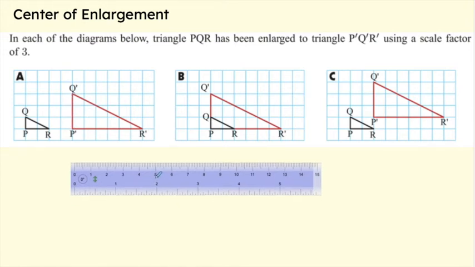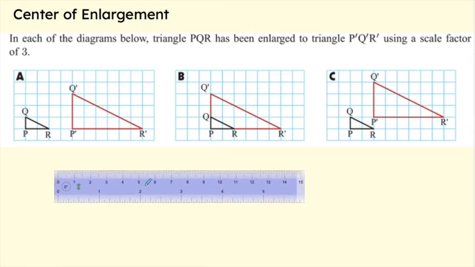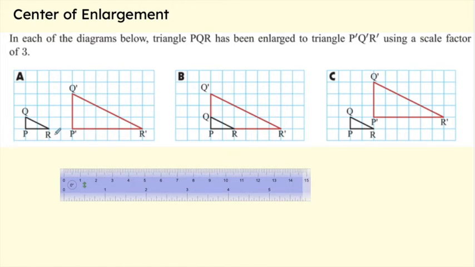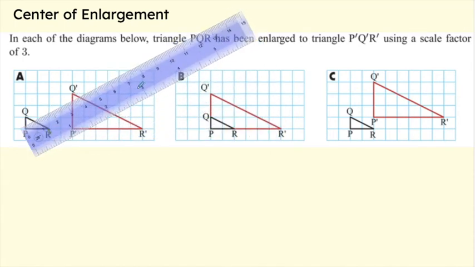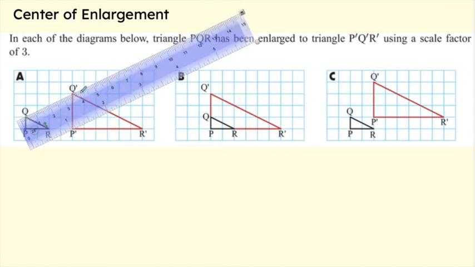Okay? Now, they have been enlarged from a point, meaning there's been some point where they were, and they've both gone from that point. Here's how we find this out. We take a straight edge. It doesn't have to be a ruler, but ruler helps. Okay? And you map it over. You make a line from your original, your object, to your image. You make a line there.